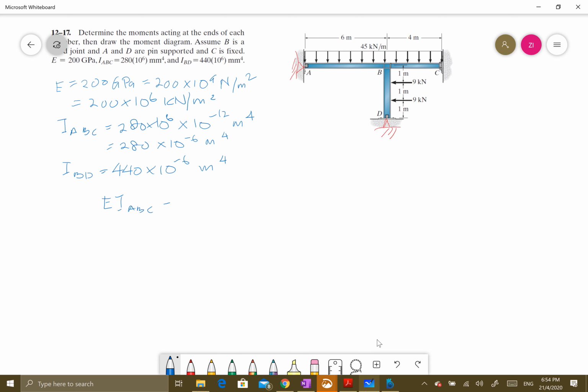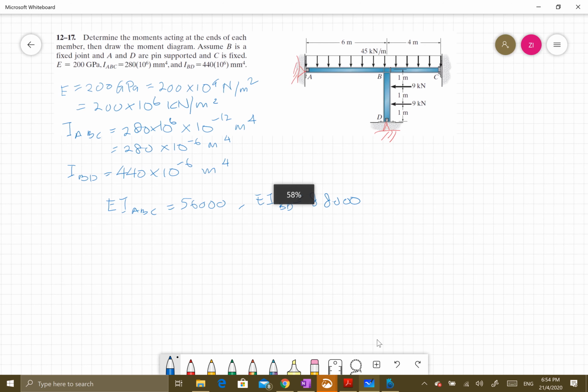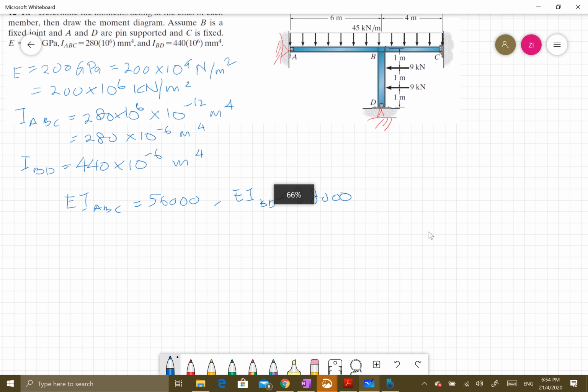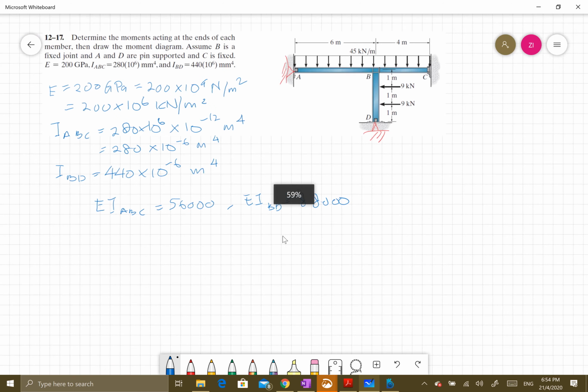Okay. So therefore EI ABC. So when you multiply this together, you will get EI ABC as 56,000 and EI BD as 88,000. Okay, so I just calculated everything quickly so that once you calculate for K, you don't have to multiply anymore.